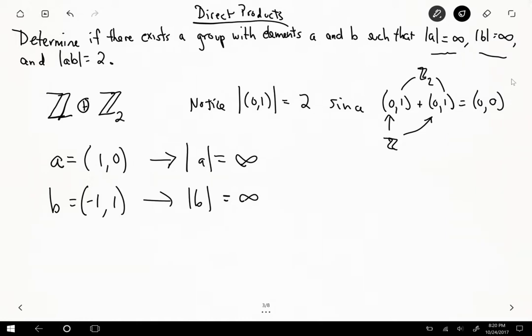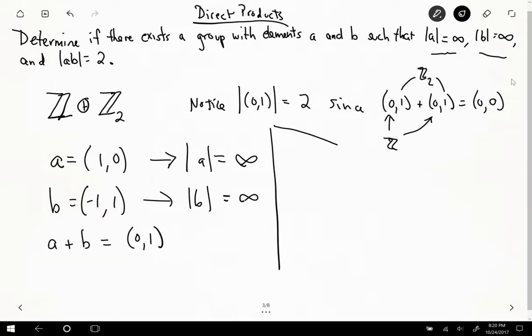So we have two elements of infinite order, and then if we take a plus b, and as I said, we're kind of abusing notation, there's component-wise addition going on here. That should equal (0, 1), which we already know has order 2, right? It didn't have to be this element. We can do another example. I'll give you something else.